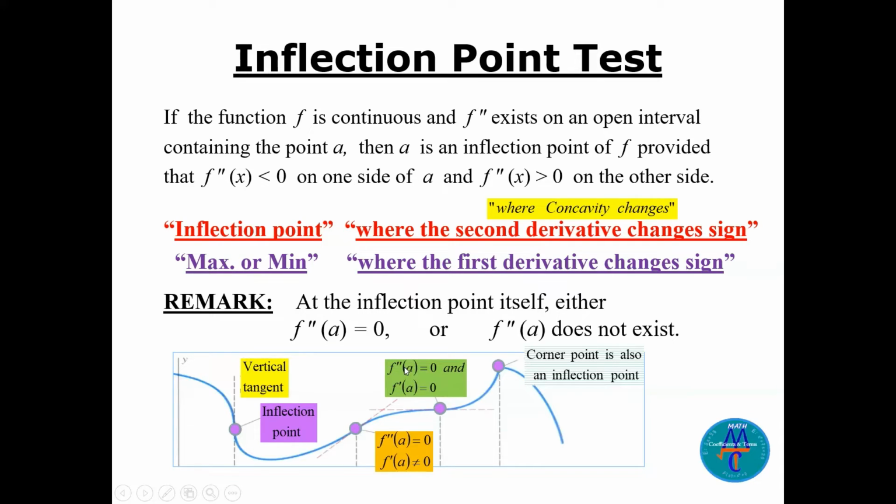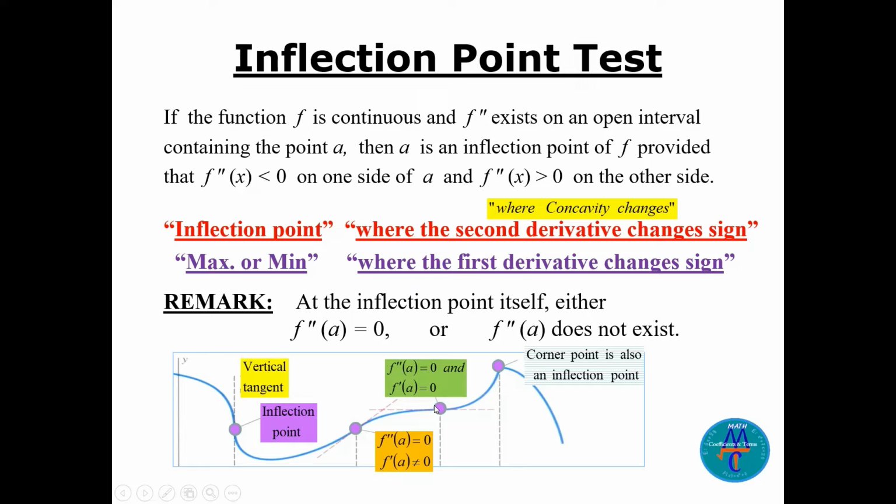This one, f double prime at a is equal to 0 from the second derivative, and f prime also at a can be 0 sometimes. This is a horizontal tangent, but still we have concave down and this is concave up. So this is a point of inflection.